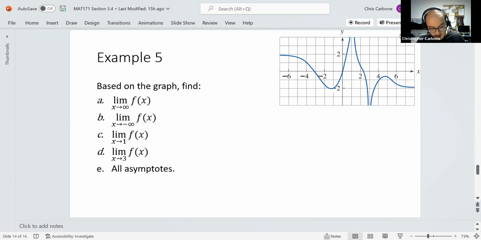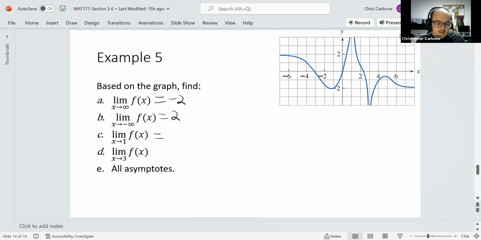But here's another example. Based on this graph here to the right, we want to find the limit as x approaches infinity of f of x. So as we move towards the right here and x increases, we can see this graph approaching and approaching and approaching this value of -2. But the limit as x approaches negative infinity, we could see as we decrease x, the function gradually approaches the value of +2.